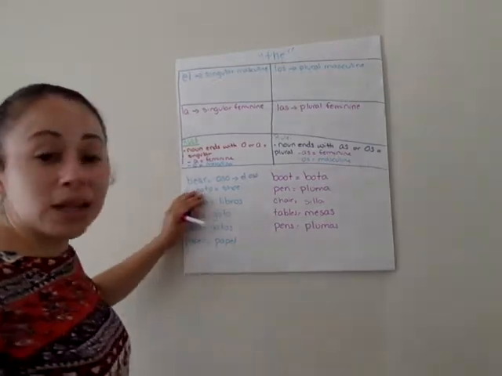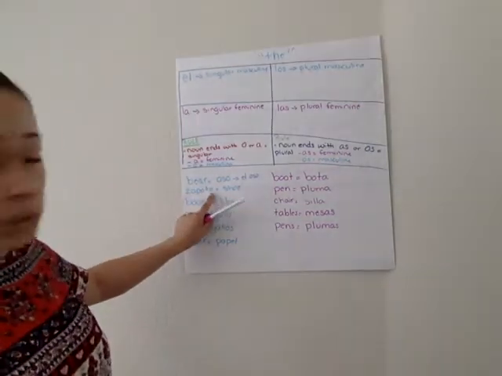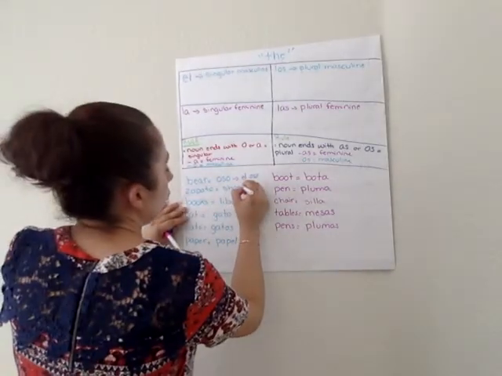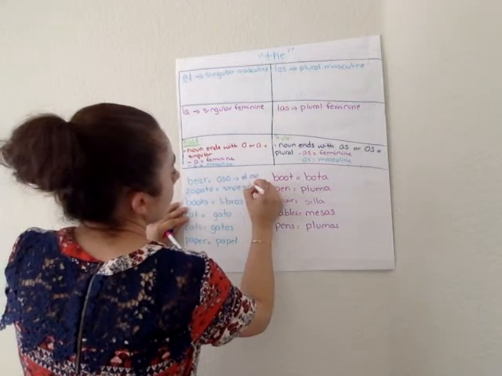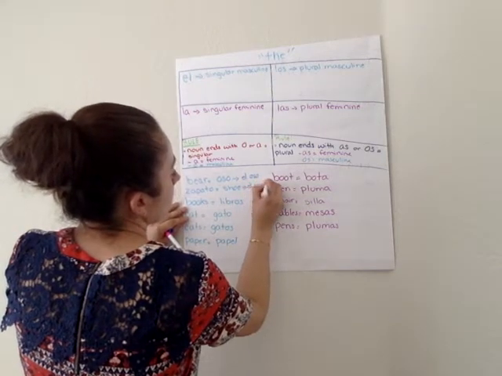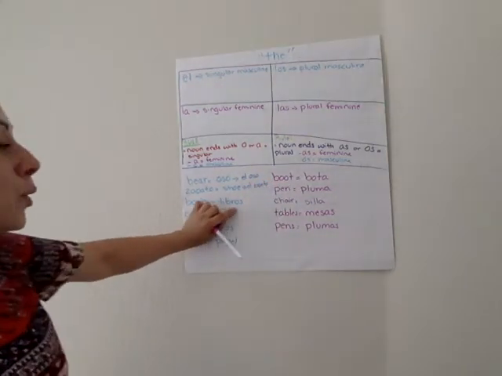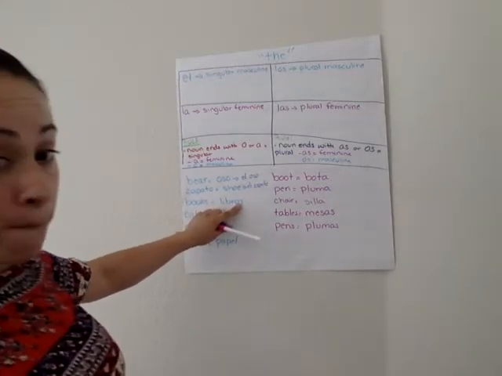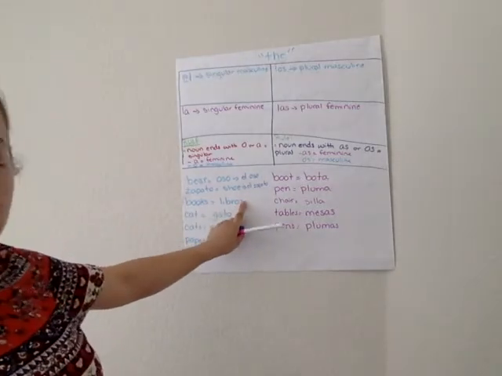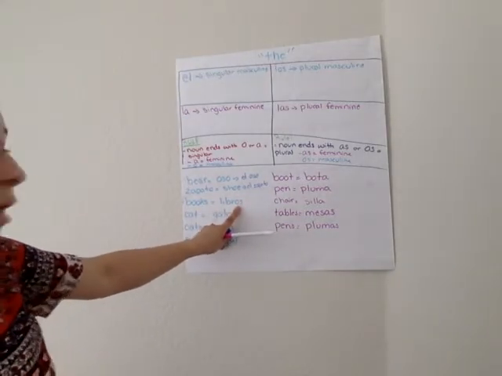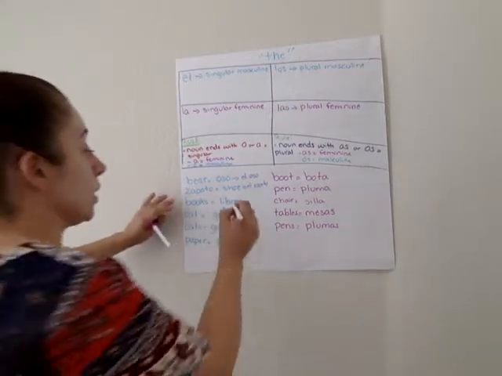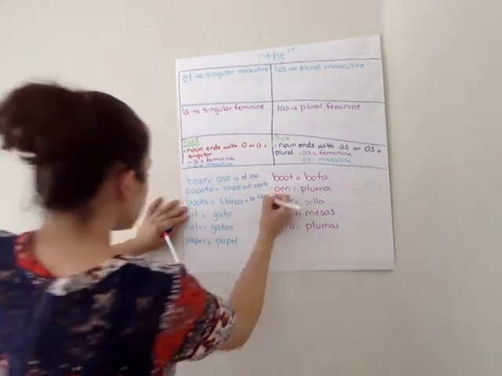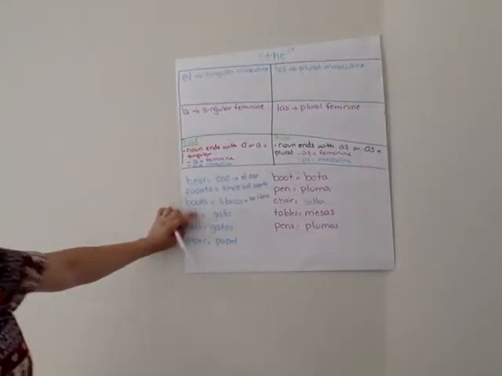Then we have zapato, shoe. Zapato ends with an O, so it's singular masculine. Zapato, shoe, so el zapato. Books, libros. Oh, libros ends with an S, so I know it's plural form. I'm going to look at the letter before the S, and it happens to be O, so I know it's plural masculine. So it's los libros, the books.